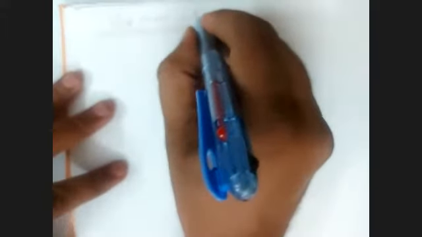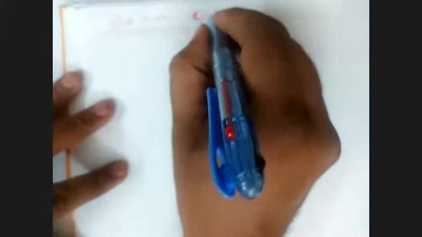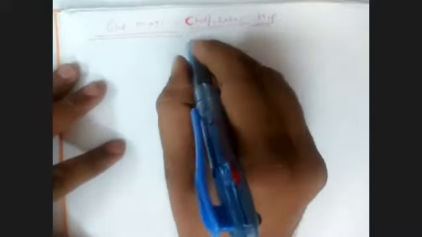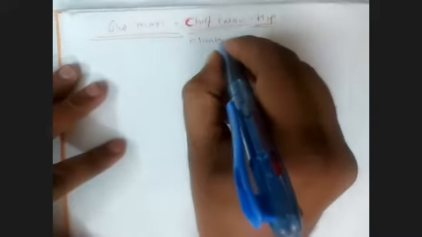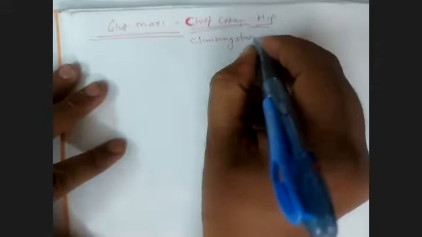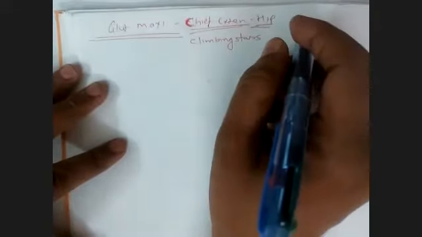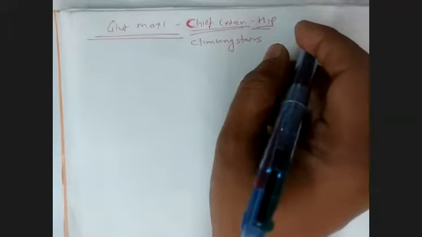Now let us try to understand the origin of gluteus maximus muscle. Before I talk about anything else, gluteus maximus is the chief extensor of the hip joint, and it is the muscle used in climbing stairs. So when we are climbing stairs, gluteus maximus is used the most.